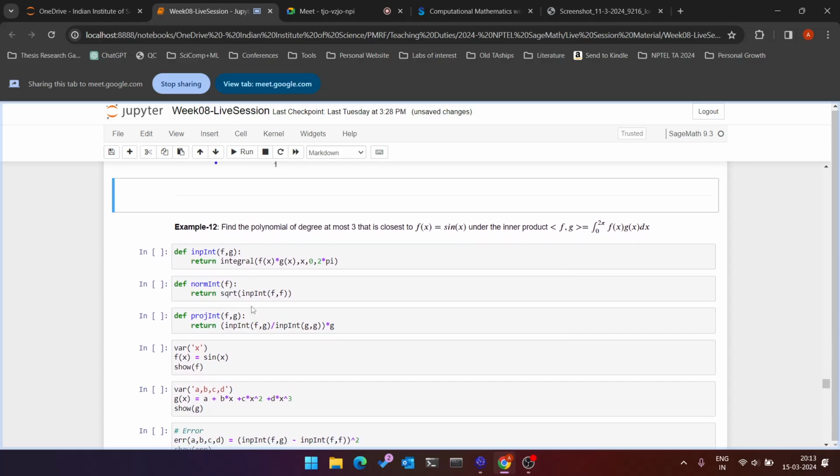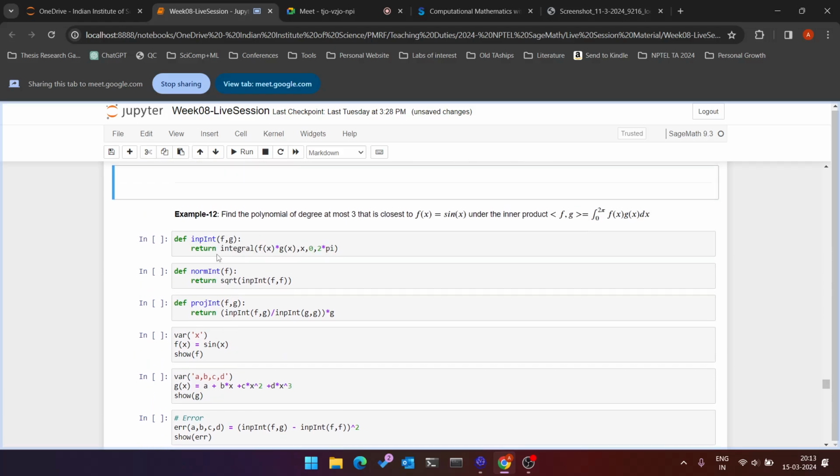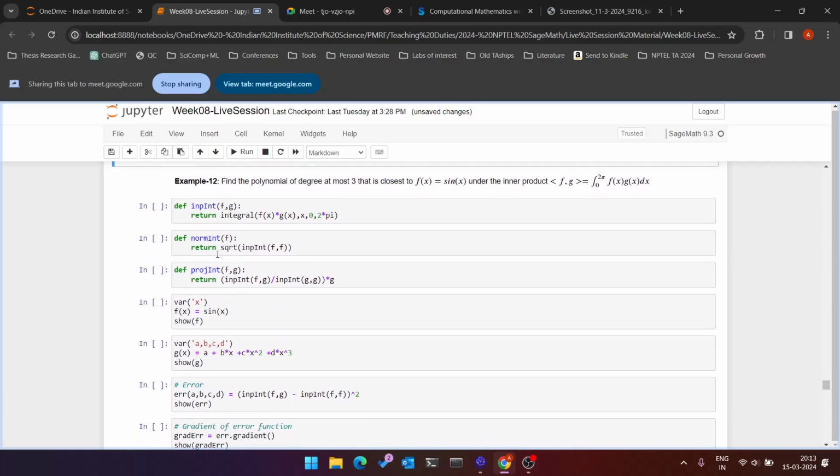So the next example that we have, example 12. Find the polynomial of degree at most 3 that is closest to f of x equal to sine of x under the given inner product, f comma g is equal to the integral from 0 to 2 pi of the product of f of x and g of x. Okay, so what does this mean?